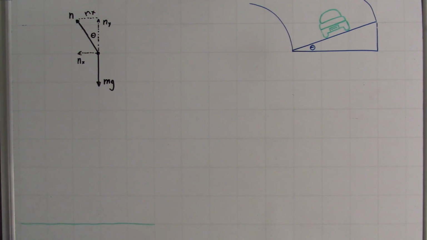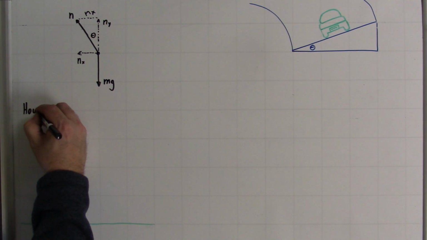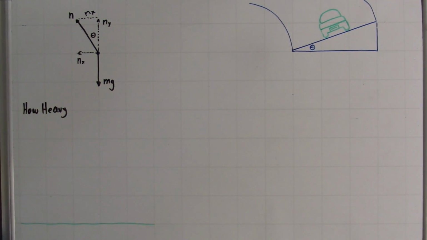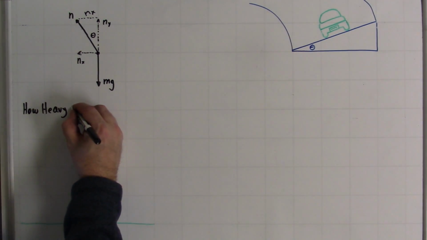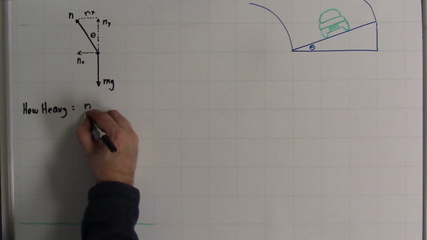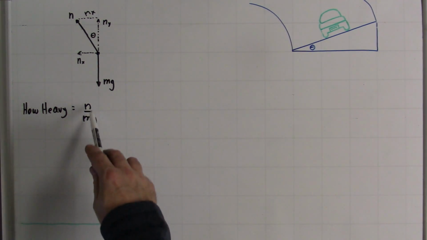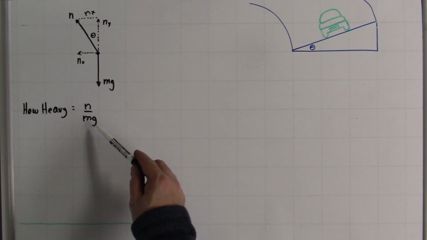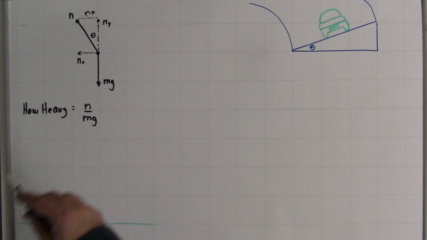So in order to figure out how heavy you feel, and again, he feels heavier because the normal is bigger than the weight, I'm going to take the ratio of the normal force to the weight. That's going to give me how heavy he feels. So if these were the same, we'd have a 1 divided by 1, he would feel normal. If this were twice as big, then he would feel 2 times heavier. So if we can get a value for the normal force, I think we're good to go.